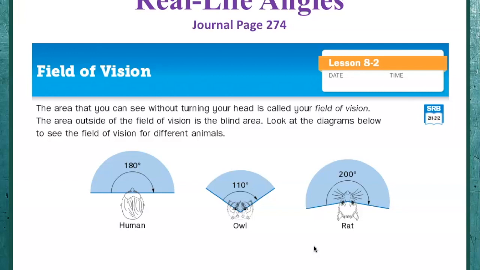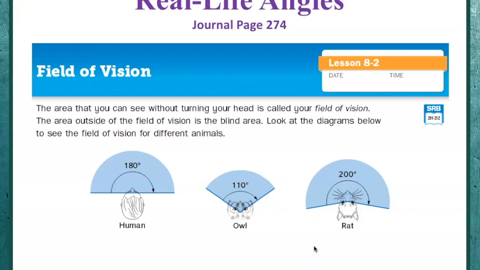Now, keep in mind, here are some animals that have different fields of vision. So a human, without moving our head and our eyes, we can see 180 degrees. We can see to our left, to our right, straight in front of us, all of that, but we can't see behind us.